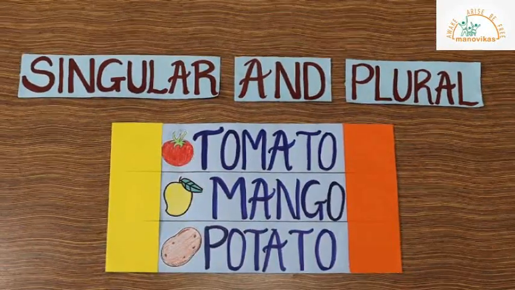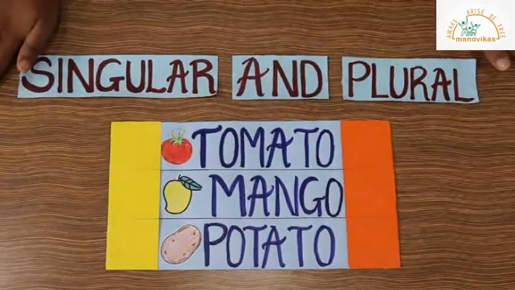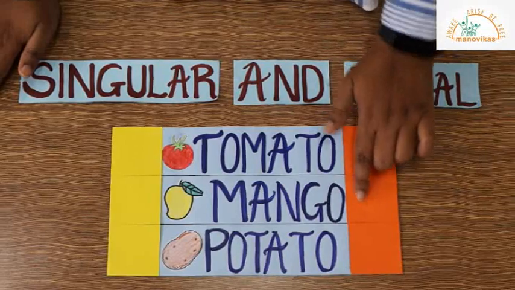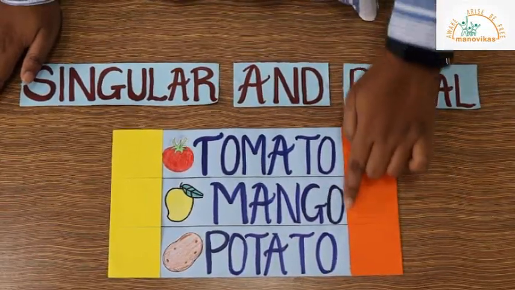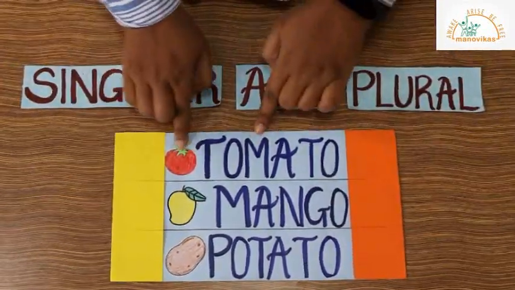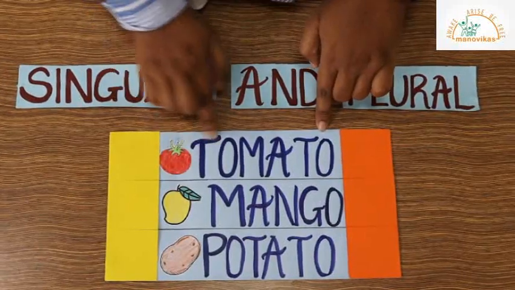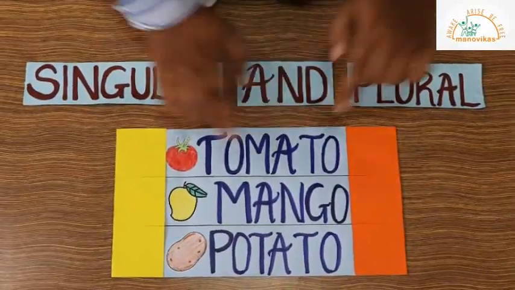Now let's take a look at that. Here we have examples of words that end in the letter O. So here you can see a picture of a tomato. One tomato, it's in a singular form.